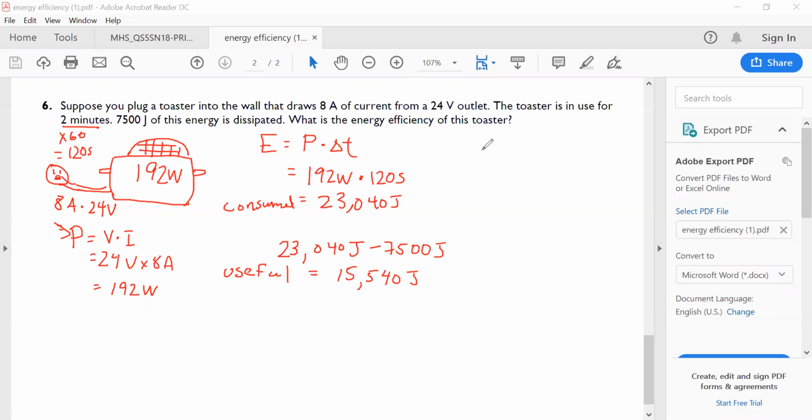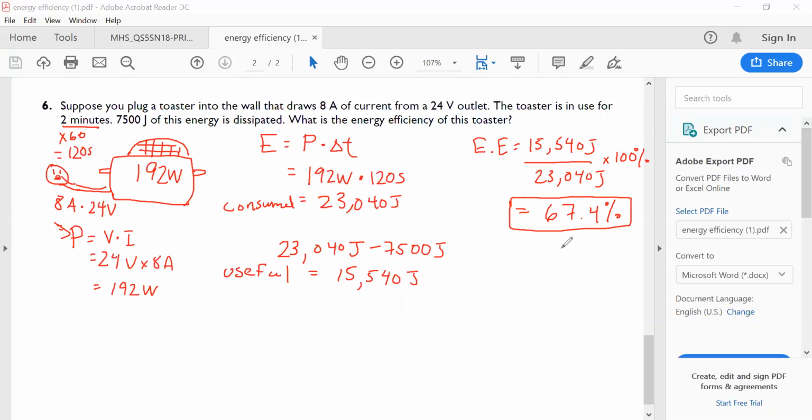Okay, so I am now able to finish with the last step, where I have 15,540 joules that I use to heat my toast or bagel or Eggo, and I divide this by the amount consumed, which is 23,040 joules, times 100%. At which point it gives me a grand total of approximately 67.4%. And that is how you go about solving probably one of the more difficult questions that may come up on a test or a quiz.